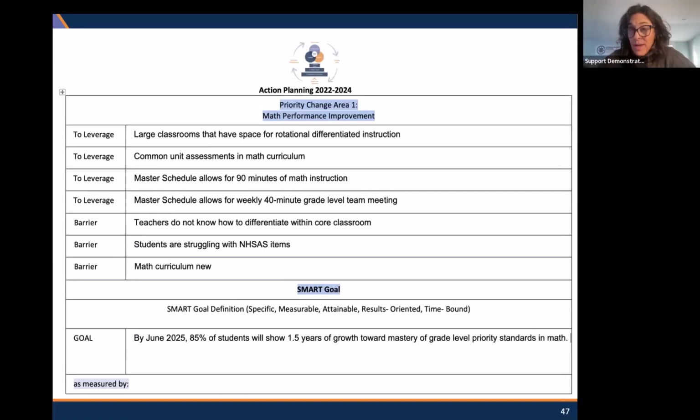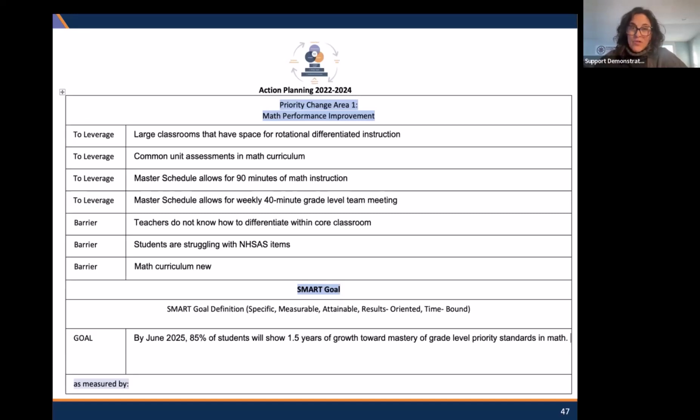The priority area that this team settled on was math performance. And to leverage, they had some big space that they could use to differentiate. They had common unit assessments that they can look at to make judgments about student learning. They have plenty of time for math instruction. And they also have time for grade level meetings so that teachers can bring classwork, student work, they can talk about learning. Some of the barriers are that teachers may not have the skill set to differentiate.